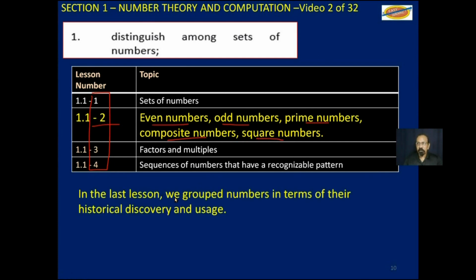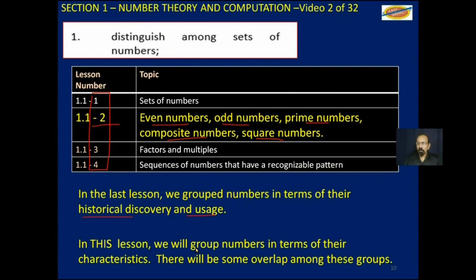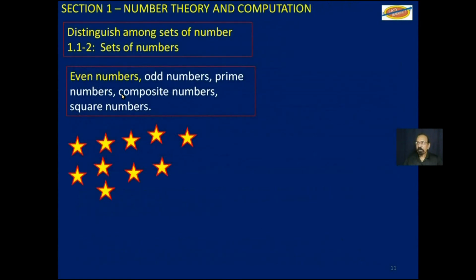In the last video, we grouped numbers in terms of their historical discovery and usage. Now, in this video, we will group numbers in terms of their characteristics. And of course, there will be some overlap among the groups. So let's begin with even numbers.